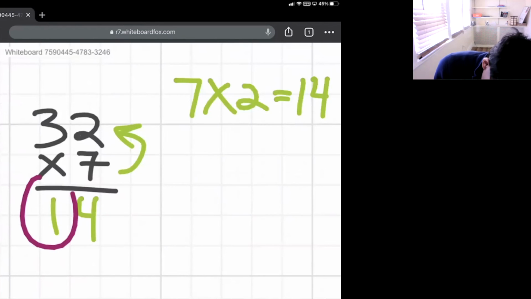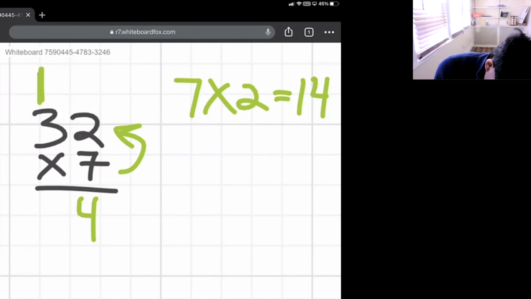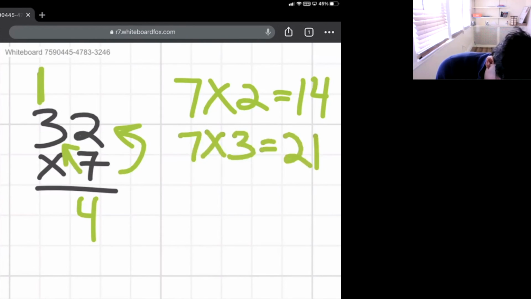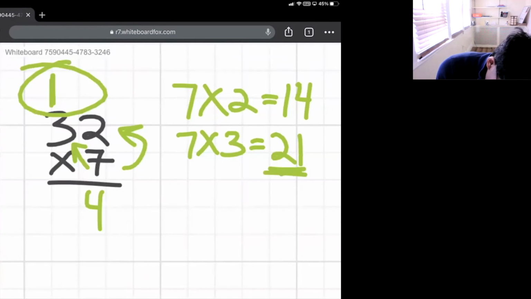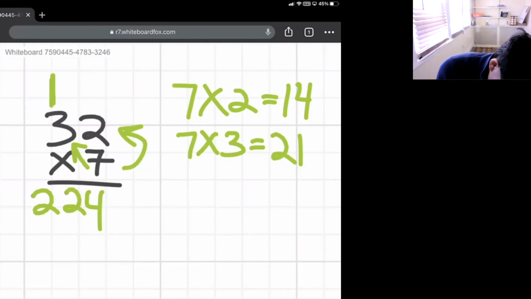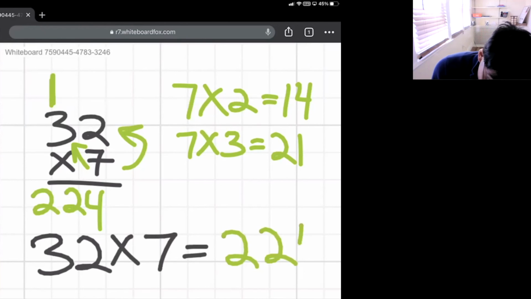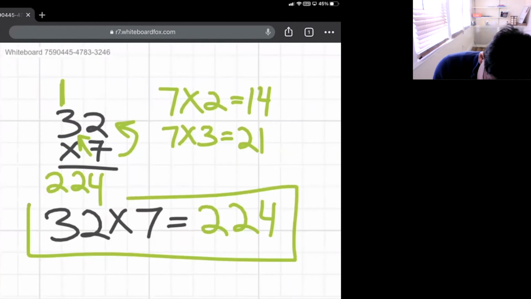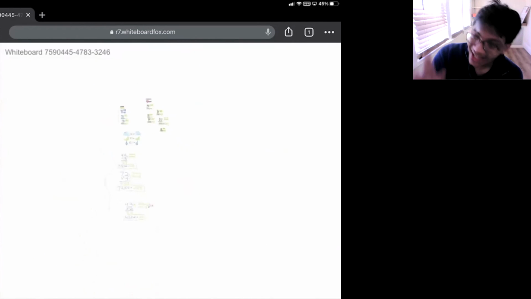But this 1 is taking up someone else's spot. So we're going to take him out, put him right here on the top. Now do 7 times 3. 7 times 3, that's going to be 21. Add this 1 on the top. And so 21 plus this 1 is going to give us 22. And so now we can say that 32 times 7 is equal to 224. Check that out.